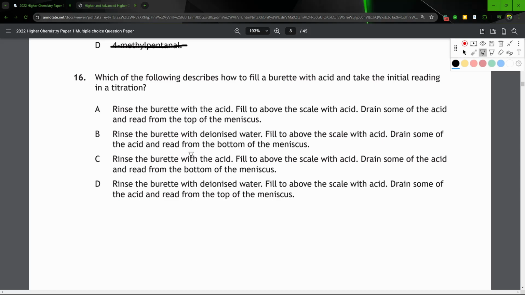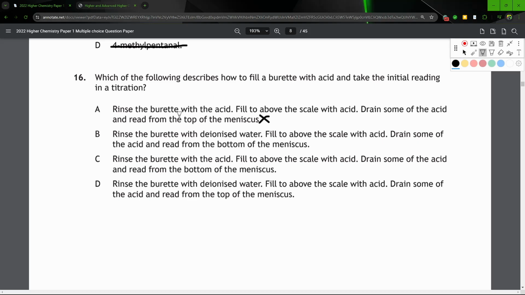Which of the following describes how to fill a burette with acid and take the initial reading in a titration? Okay, good old titration knowledge. So, rinse a burette with acid, fill to above the scale of acid, drain some of the acid, and read from the top of the meniscus. It's always bottom of the meniscus, so A is not correct.